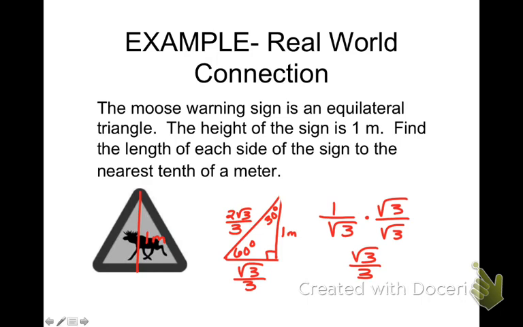If I told you to go out and measure 2 root 3 over 3 meters, would you know what I'm talking about? No. That's why it's asking us to round to the nearest tenth of a meter. So then I would get my handy calculator out, and I would type in 2 times the square root of 3, hit enter, divide that answer by 3, and we get about 1.2. It's about 1.2 meters long.